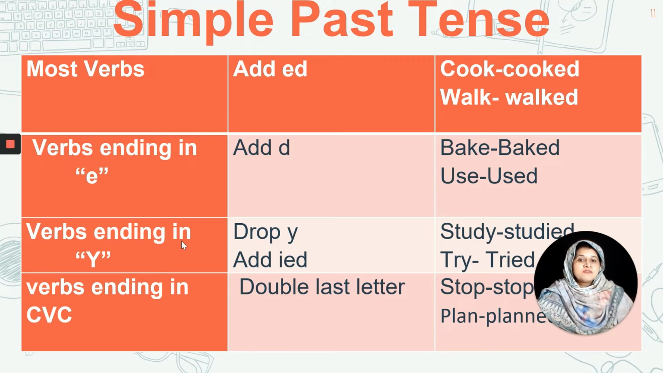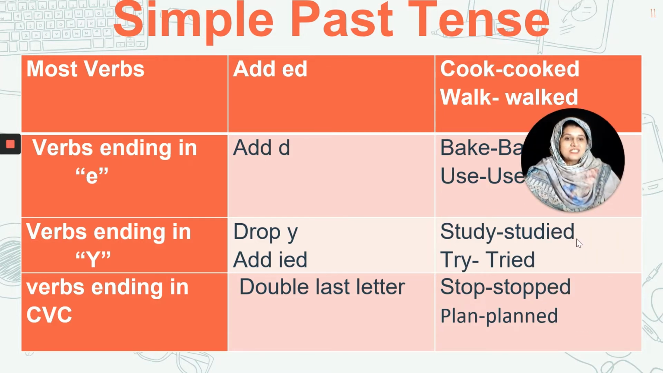There are some verbs which end in y. So what we do there, we drop y and instead we add ied. For example, study into studied. You can see here that we drop y and we add ied. Try into tried. Then there are some verbs which end in consonant, vowel, consonant sound. There we double the last letter, right? And we add ed. For example, stop into stopped. Here we double the last letter p. Plan into planned, right? I hope you are clear.